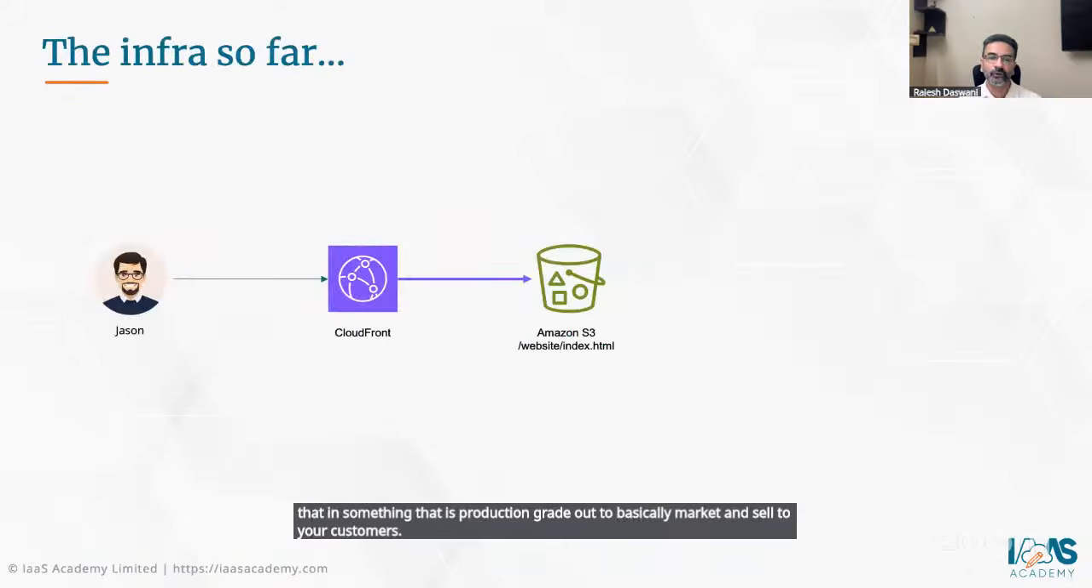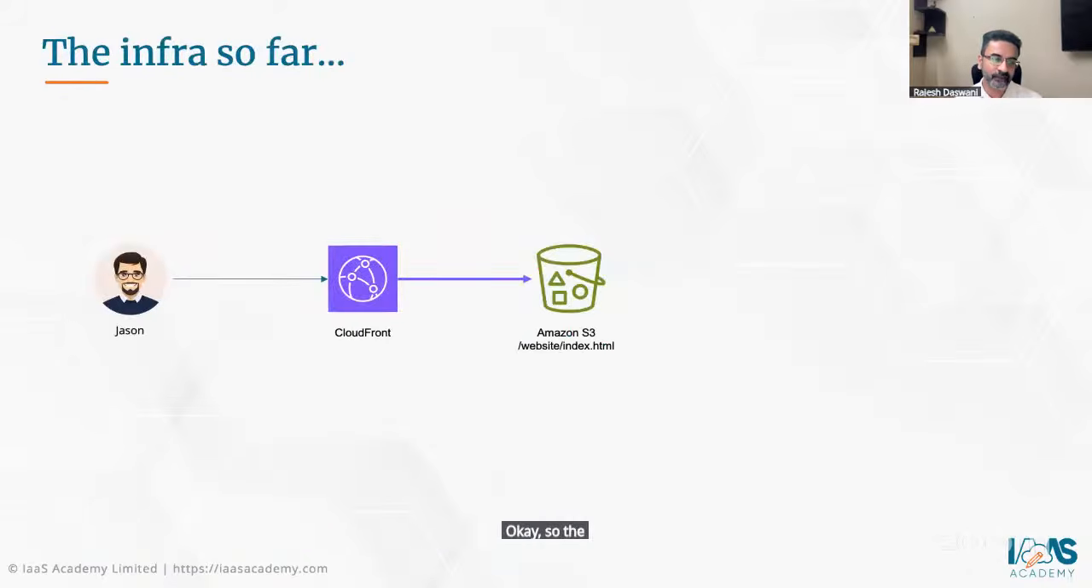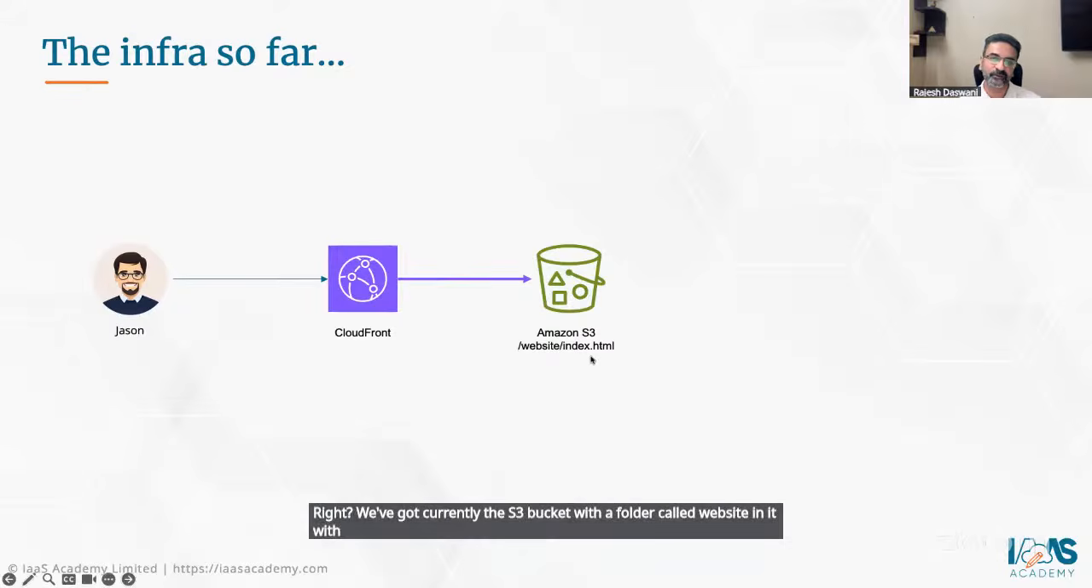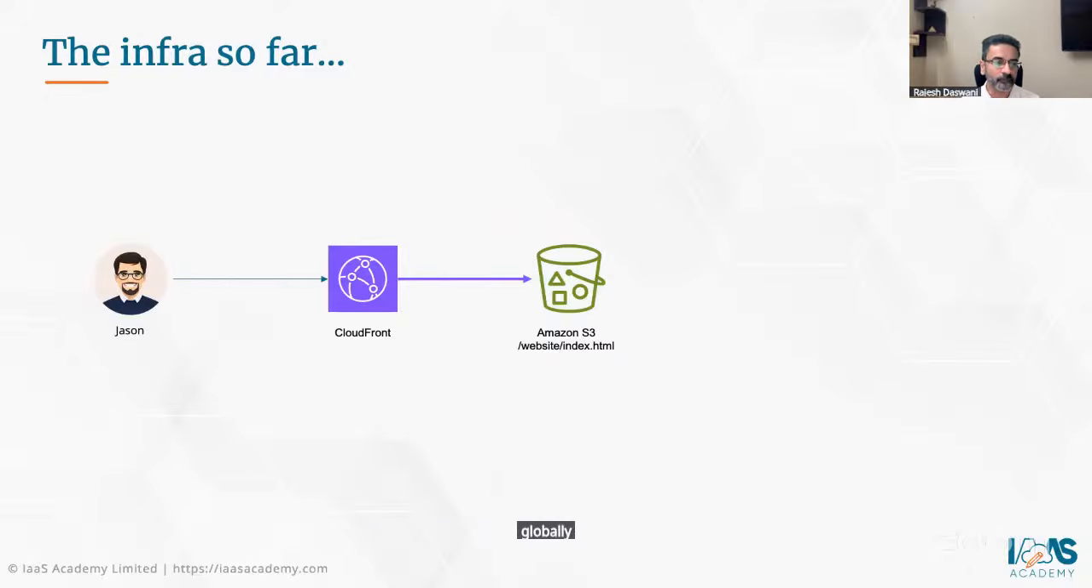Okay, so the infrastructure so far looks like this, right? We've got currently the S3 bucket with a folder called website in it, with the index.html page in it. This is what we did on Tuesday, and it's backed by a CloudFront distribution point so that we can distribute that content globally. Okay, what I'm going to do is just stop the share and go. We're going to jump into the AWS Management Console.